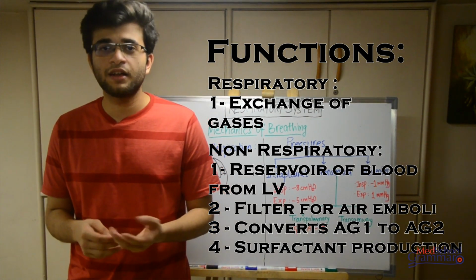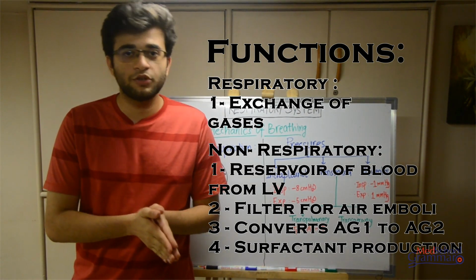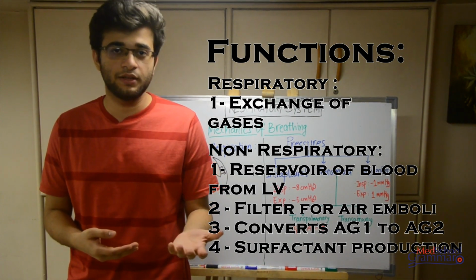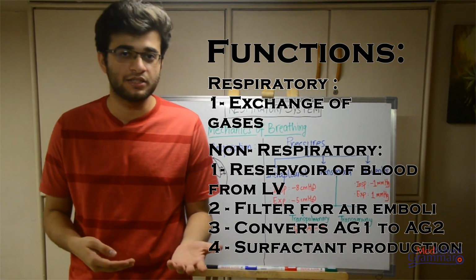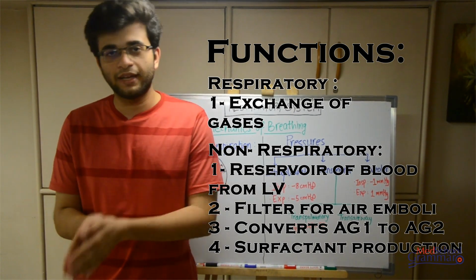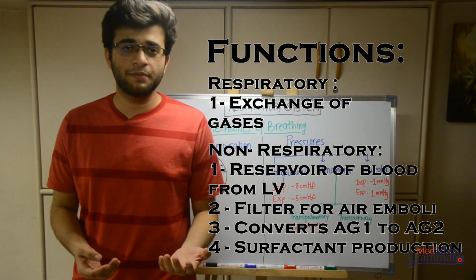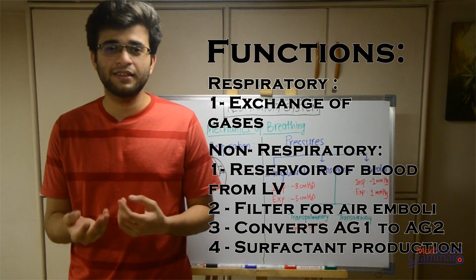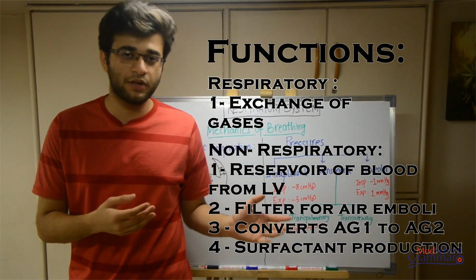The other function is an endocrine function. It converts angiotensin 1 to angiotensin 2. You will study that in renal physiology, and also in cardiovascular physiology, where it is used to maintain blood pressure. So the lungs possess an enzyme known as angiotensin converting enzyme that converts angiotensin 1 to angiotensin 2. The other non-respiratory functions are biochemical functions. It synthesizes something known as surfactant, which we'll study in another part of this chapter.